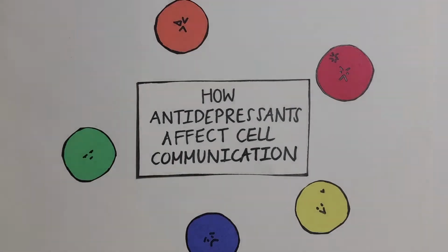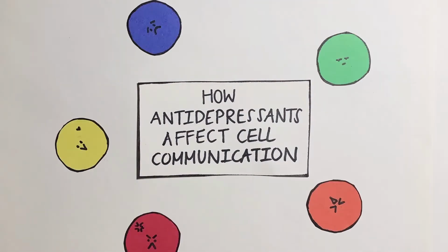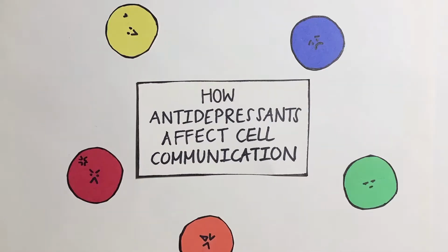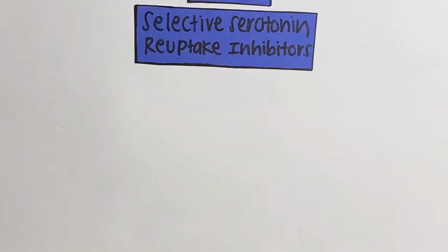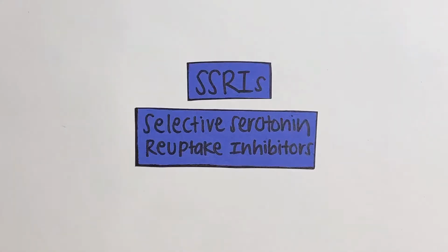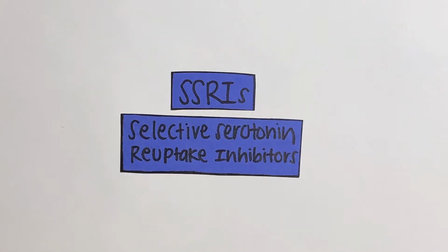In this video, I'll be talking about how antidepressants affect cell communication. I'll be focusing on one type of antidepressants called SSRIs, which stand for selective serotonin reuptake inhibitors. They are used to treat mental illnesses such as depression. They treat depression by increasing levels of serotonin in the brain.